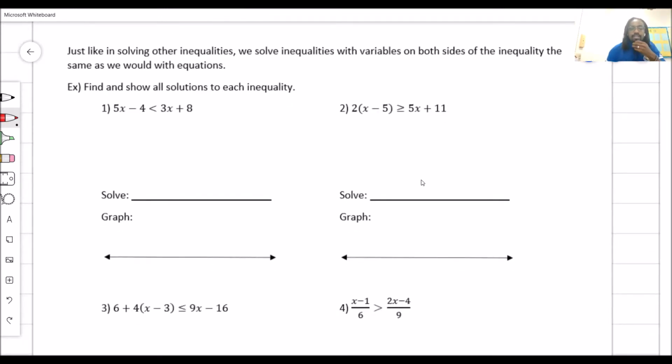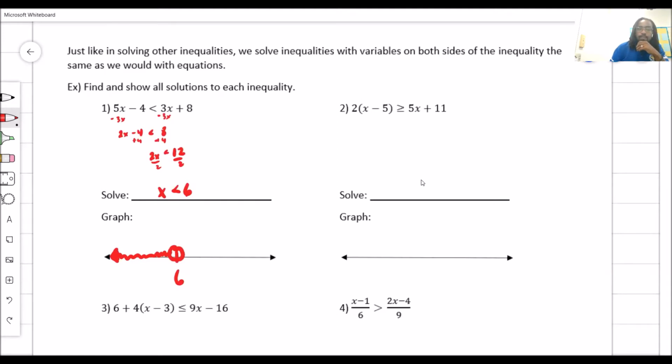We have 5x minus 4 is less than 3x plus 8. We want to get our variables positive and on the same side, so I'm going to subtract 3x from both sides. Gives me 2x minus 4 is less than 8. Add 4 to both sides. I have 2x is less than 12, and then divide by 2. I end up with x is less than 6. So there we have it. Graphing this, I'm going to use an open circle, going to less than this way.